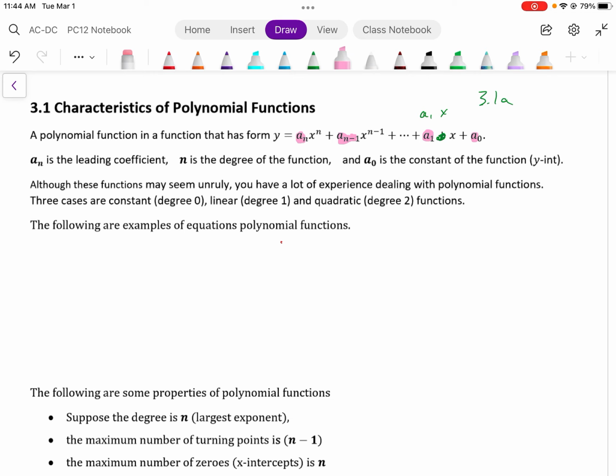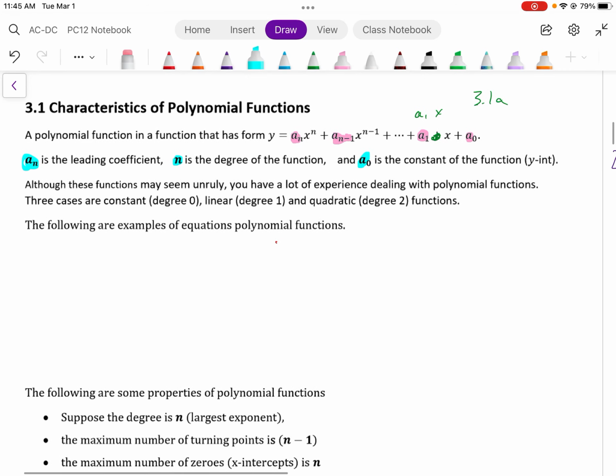The subscripts n simply are a notation that we use to keep track of which term we're talking about. So a n is the coefficient for x to the power of n. Now a n is known as the leading coefficient. N, the largest exponent, is the degree of the function. Now a naught is the y-intercept, or it's also called the constant of the function.